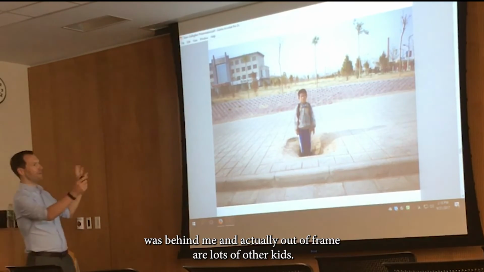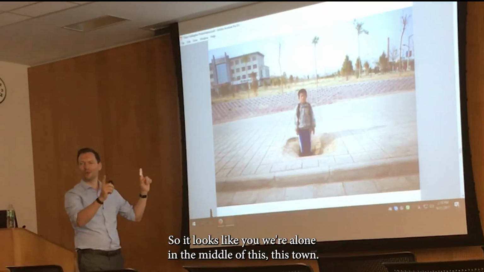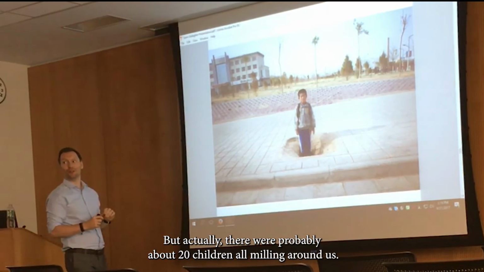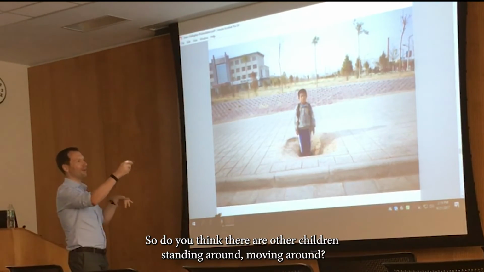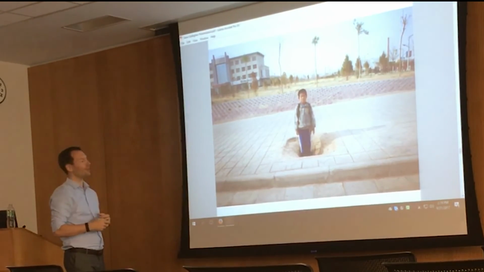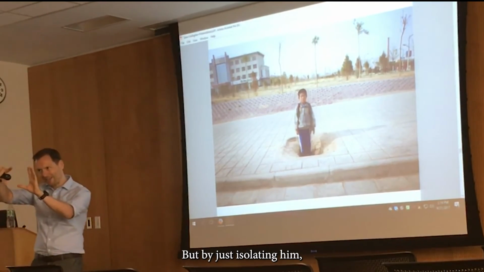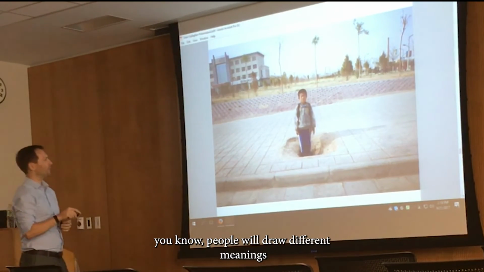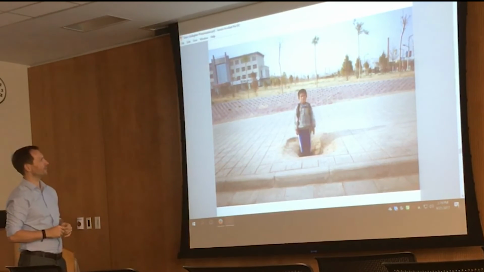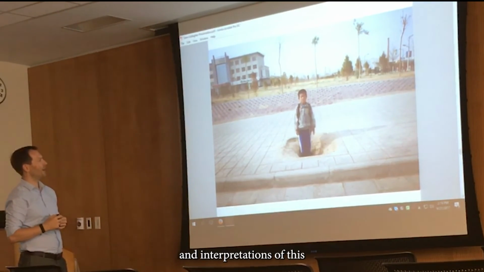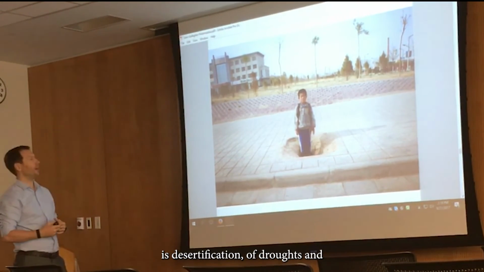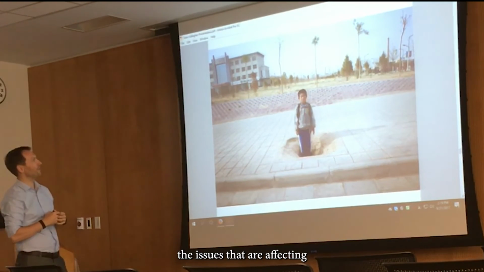So he was behind me, and actually out of frame were lots of other kids. So it looks like we're alone in the middle of this town. But actually, there were probably about 20 or 30 children all milling around us. But by just isolating him and framing him, I was able to focus attention on this. And, you know, people draw different meanings and interpretations of this image, because it's framed within the context of desertification, of drought, and the issues that are affecting this community.